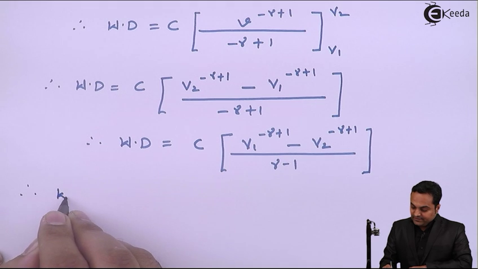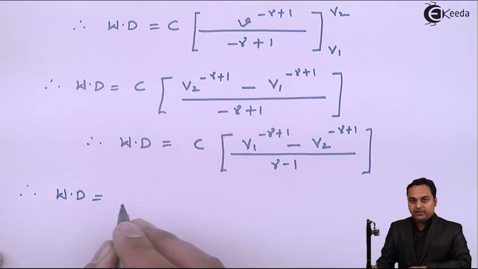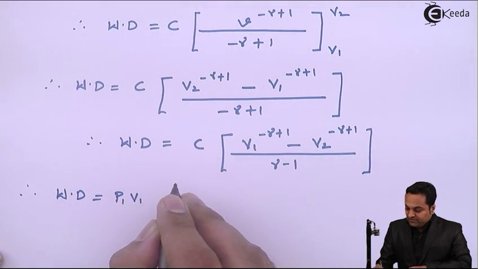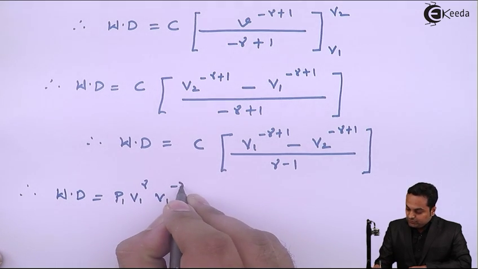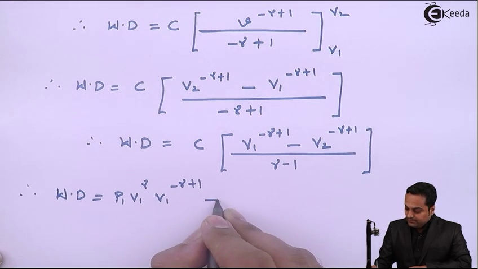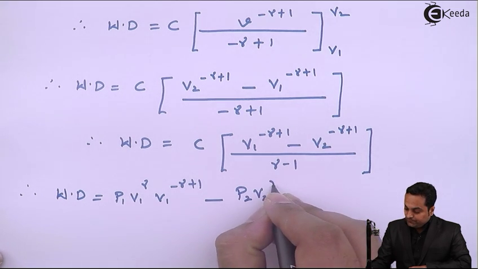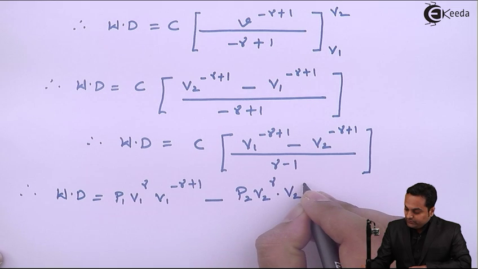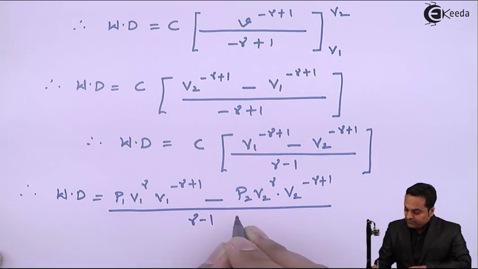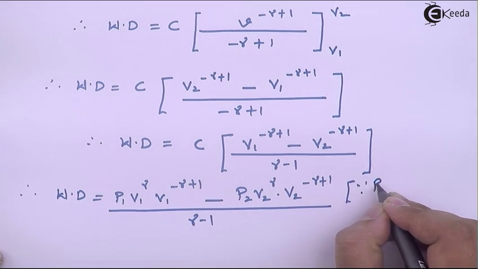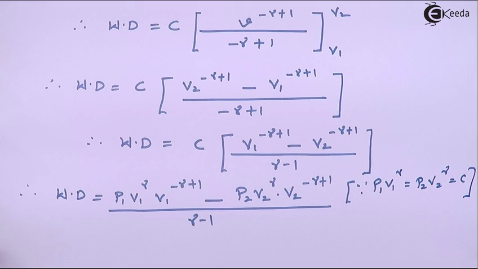So therefore I can write down the work done in the form of, now C, if I multiply it with V1, it will become P1 V1 raised to gamma, that is the value of C, into V1 raised to minus gamma plus 1, then minus, instead of C, next if it is multiplying with V2, so P2 V2 raised to gamma into V2 raised to minus gamma plus 1 upon gamma minus 1, and I have used this relation since P1 V1 raised to gamma is equal to P2 V2 raised to gamma, which is a constant value.